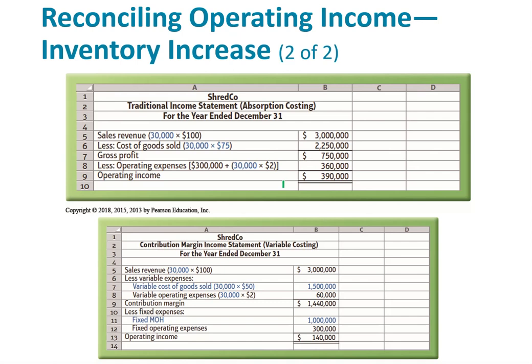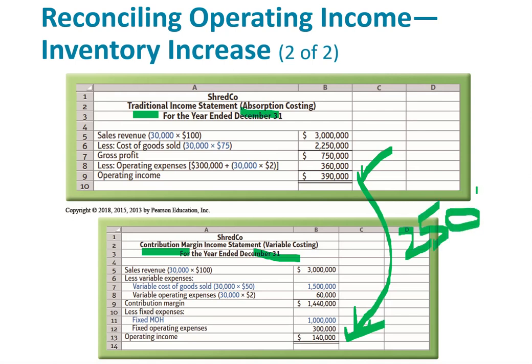So when you reconcile this, you notice this is your absorption costing, so it's called the traditional income statement. Notice our operating income is $390,000. This is the variable costing system. Contribution margin income statement gives us operating income of $140,000. Notice the difference between the two is $250,000, which we easily could have calculated by taking the difference between the number produced and the number that were sold.